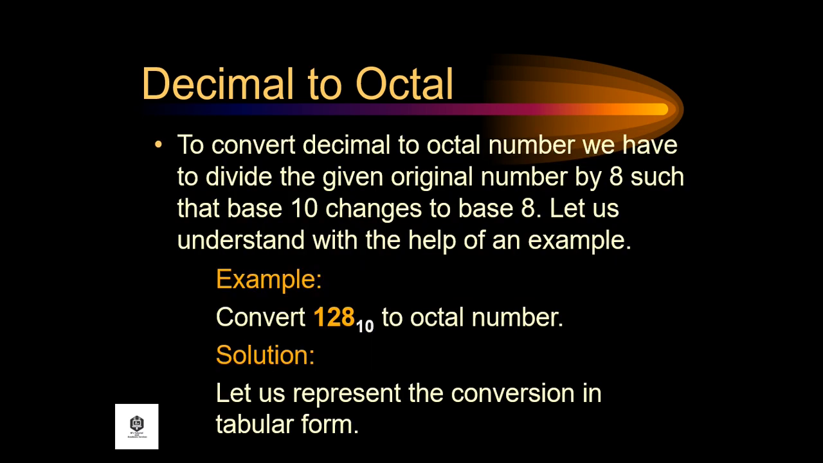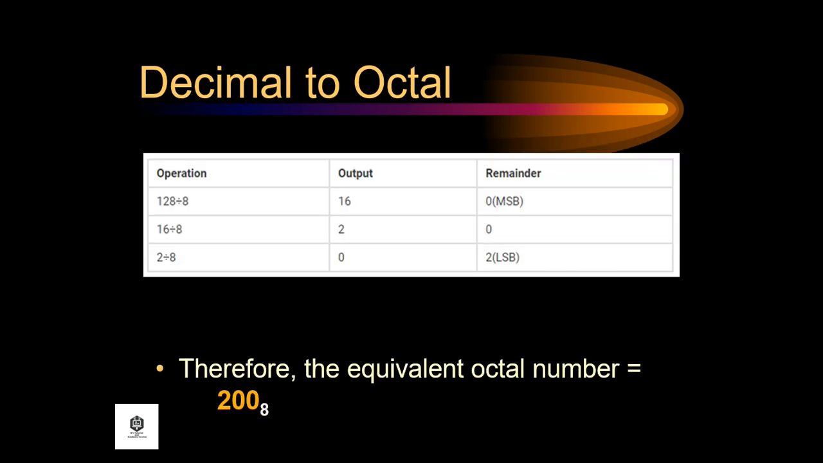To convert a decimal to an octal number, we have to divide the given original number by 8 such that base 10 changes to base 8. Let us understand with the help of an example. The next example is to convert 128 in decimal to an octal number. For the solution, let us represent the conversion in tabular form.